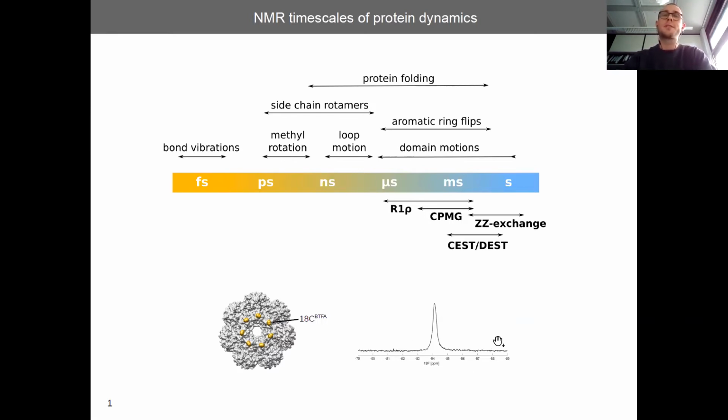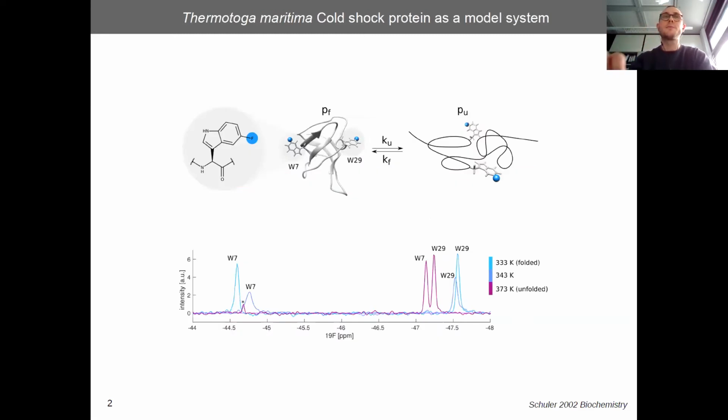And there have been studies, for example, for CPMG on fluorine atoms for GPCRs, very nice studies. And we thought we would like to extend this methodology that's available for studying that. So as a model system, we take the cold shock protein from Thermotoga maritima. This has been a model system for studying folding and unfolding for more than 2 decades now. There have also been studies with fluorinated tryptophans, as we used it here, with a tryptophan at position 7 and at position 29, early paper from Ben Schuler, for example.